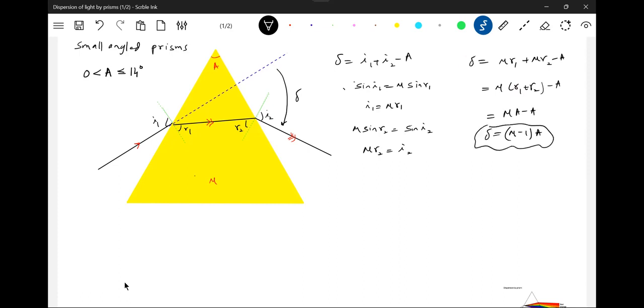This expression for the deviation for small angle prism is applicable only for small angled prisms. And how much is that small angle? Around 0 to 14 degrees, this is applicable. If the angle of prism is 60 degrees, then this should not be used here. I'm making things very clear.